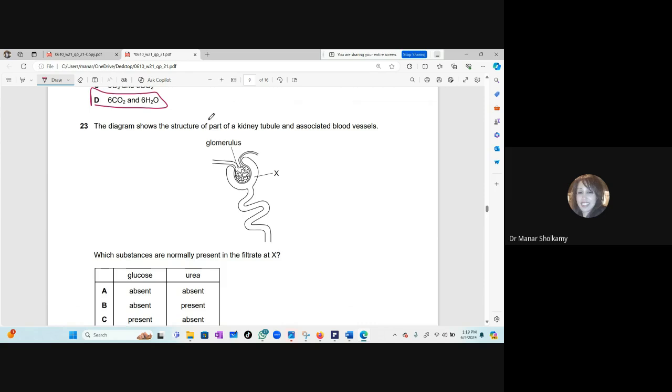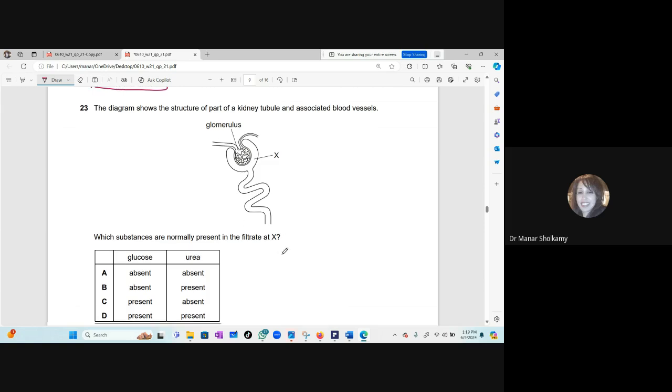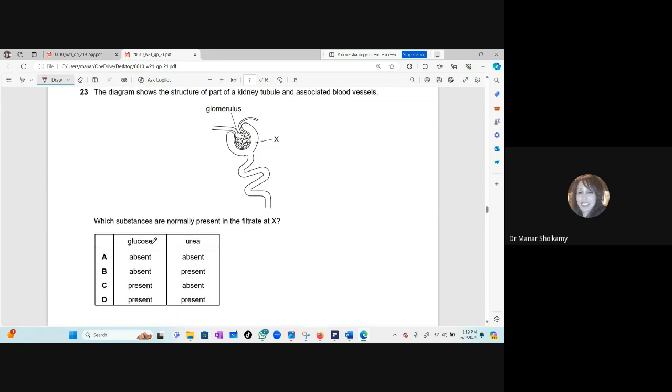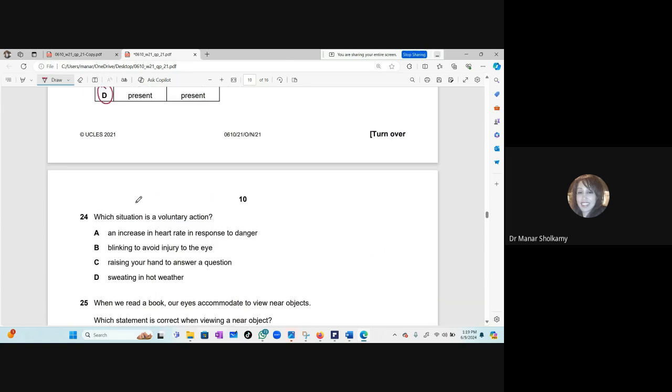23. The diagram shows the structure of part of a kidney tubule and associated blood vessels, the glomerulus, and what is X? Tell me the name. Bowman's capsule. Yes, the Bowman's capsule. Which substances are normally present in the filtrate at X? Is glucose present? Yes, of course. And urea? Yes. So it's D. Okay. Glucose, urea, water, amino acids, the small soluble molecules will be present.